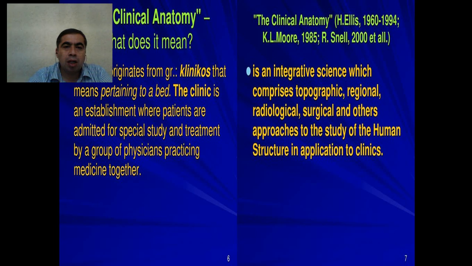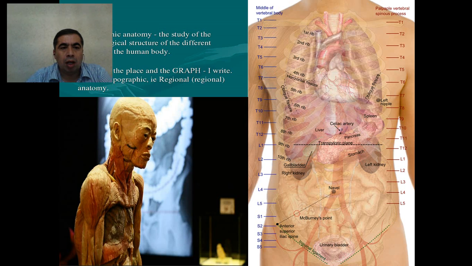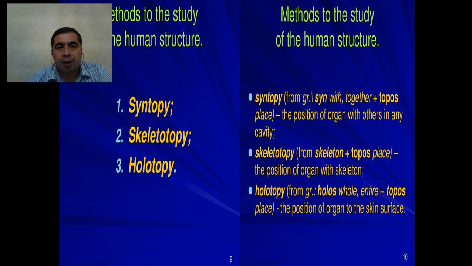This subject is concerned with the studying together of the organs which belong to the different systems. As I have noted, the topographic anatomy is the study of the morphological structure of the different regions of the human body. Topos, place, and graph, I write or I draw, and topographic or regional anatomy. In this picture you are looking at the location, at the mutual arrangement of the many organs together.